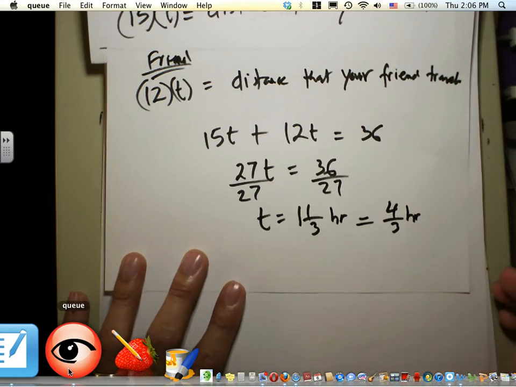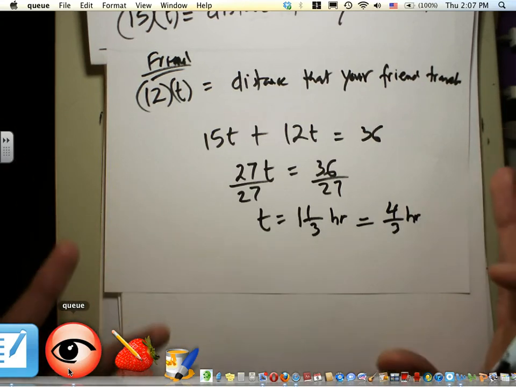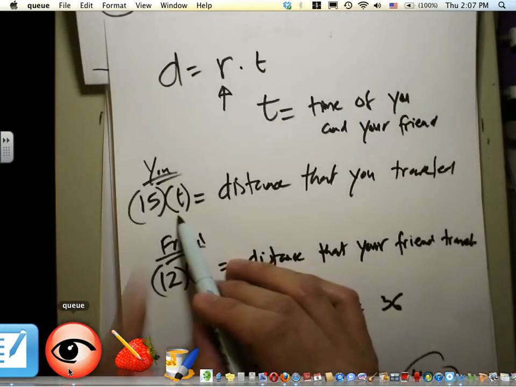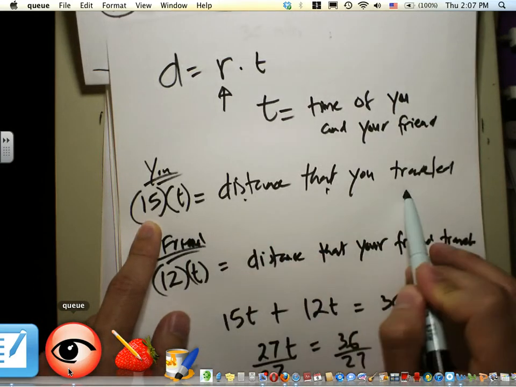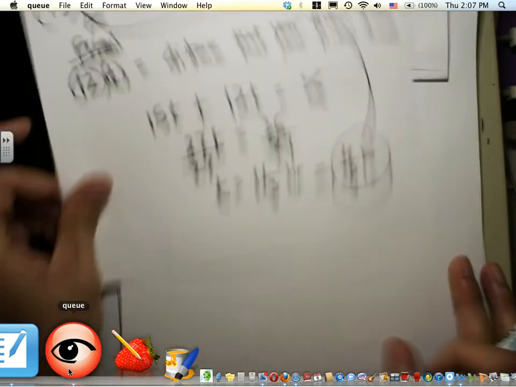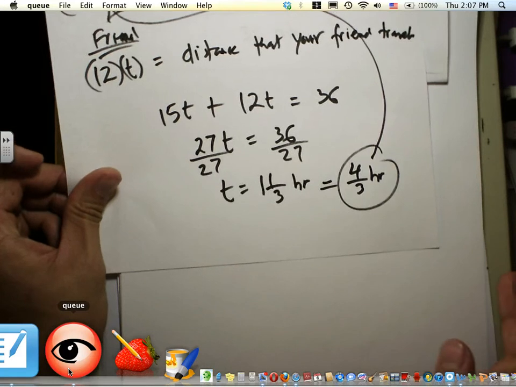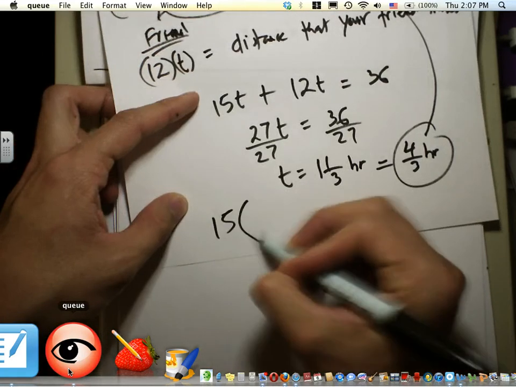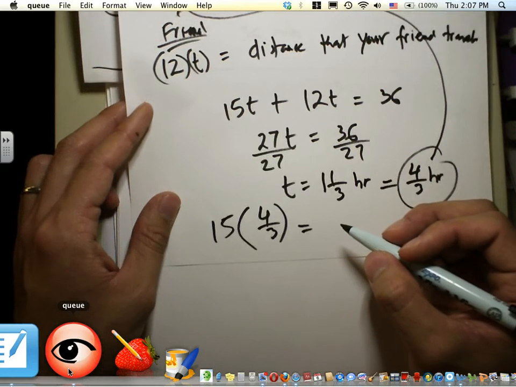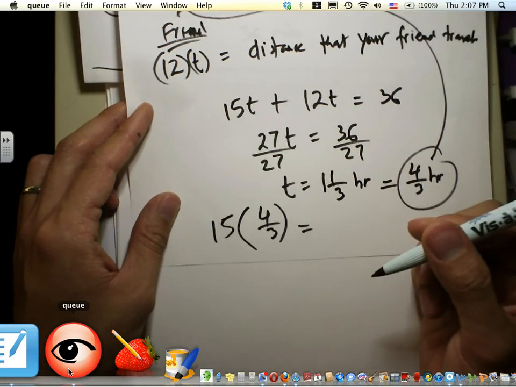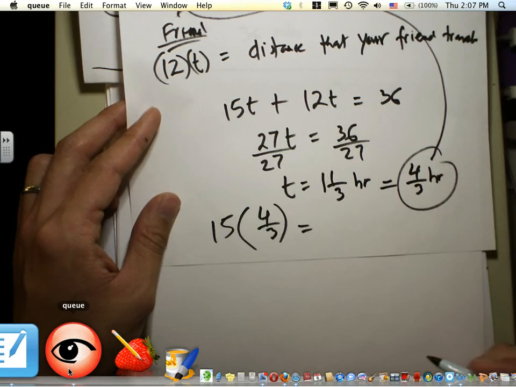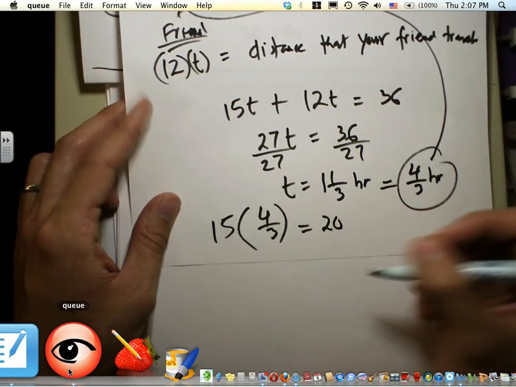Make sense? Now look, did I answer the question from the problem? Not yet. In order to answer the question, look at this. You got to go back all the way up here in which you define the distance that you travel. You got to plug this back into the t. See? So 1 and 1/3, which is 4/3. If you plug it back in, 15, which is you, times 4/3 of an hour, what do you get? What's 15 times 4/3? If you want to do it that way, it's fine. Or you can cross cancel. 20. Very good.